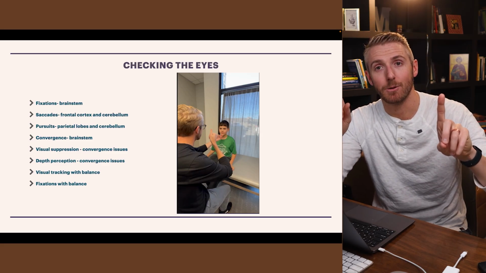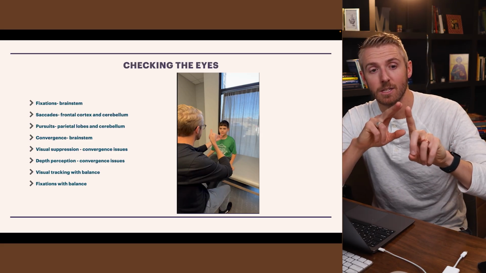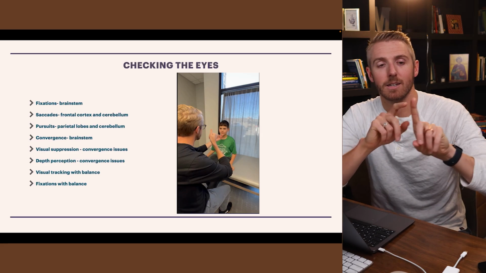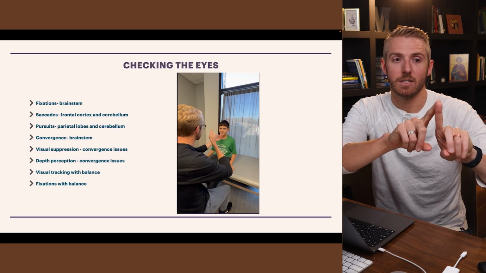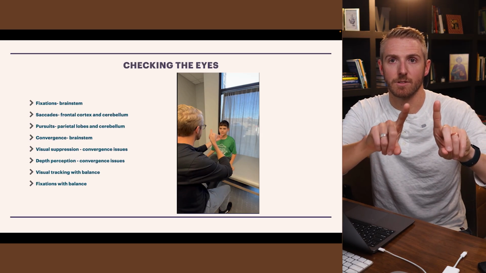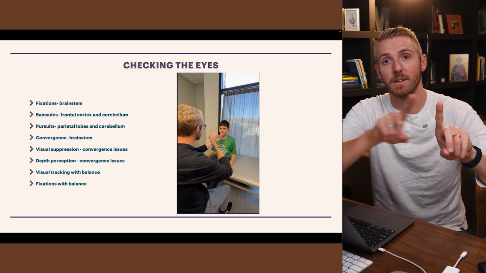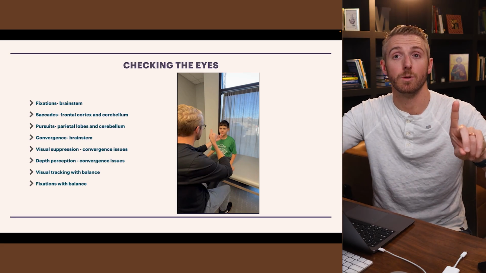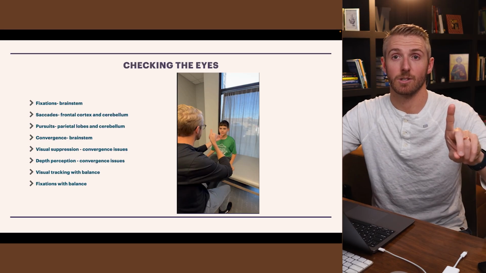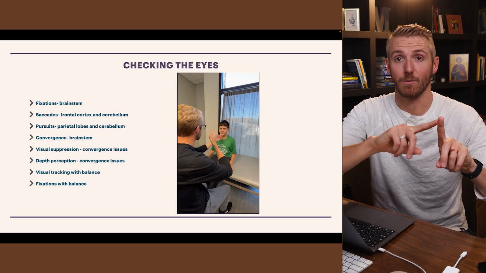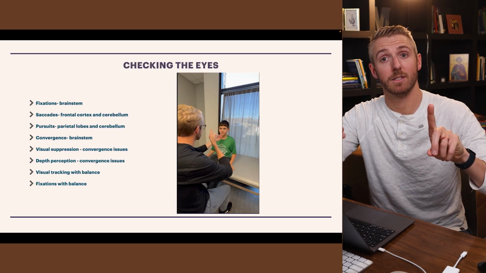Then what happens is pursuits develop. So we have, I'm going to do it real quick here. Fixation, saccade, fixation, fixation, fixation, fixation. So it's a lot of mini fixations that end up turning into smooth movements. So if we can't fixate, we can't saccade. If we can't saccade, we can't eventually develop pursuits.